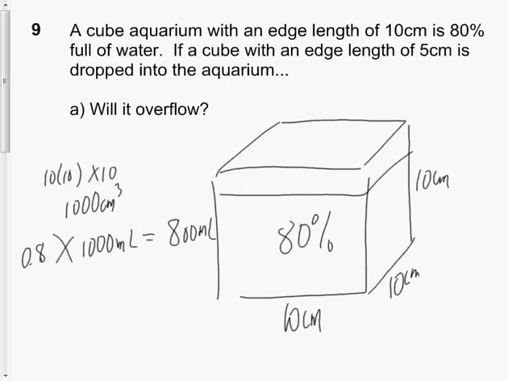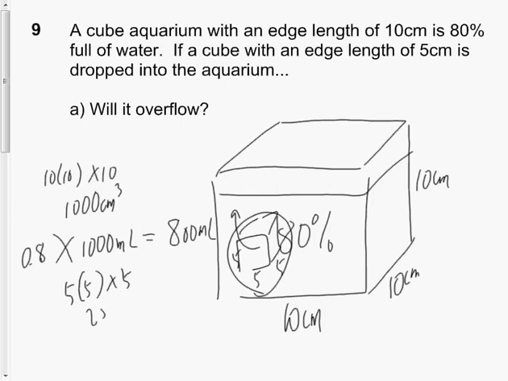But then what we do is we put in a cube that is 5 by 5 by 5 into that water. And what that's going to do is it's going to raise the water level equal to the volume of that cube. So 5 by 5 by 5, so area of the base times the height, will give me a volume of that cube of 125, which means that's the volume that the aquarium increases.